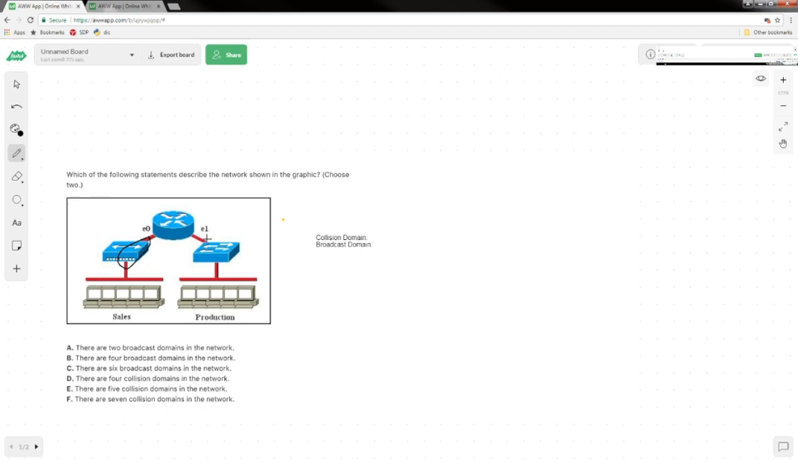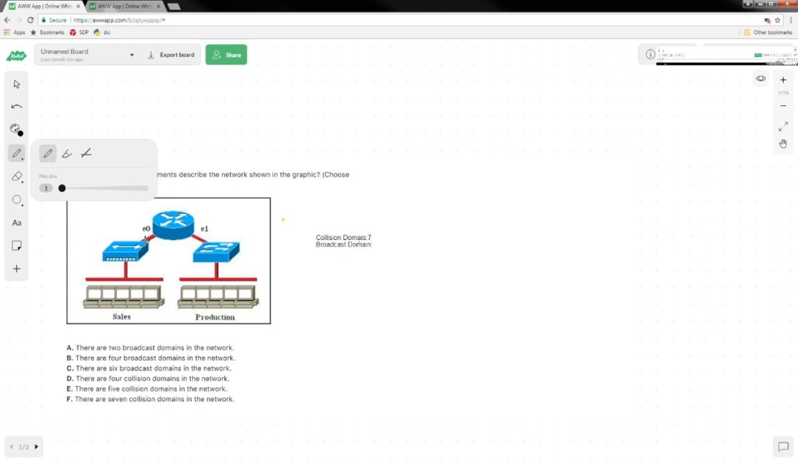On a switch, each connection acts as a collision domain. So 1, 2, 3, 4, 5 and 6. So 1, 2, 3, 4, 5, 6 and 7. So we have a total of 7 collision domains. Let's note it down. Seven collision domains.